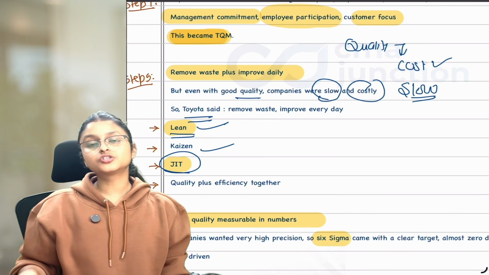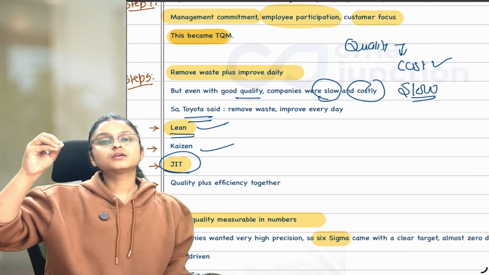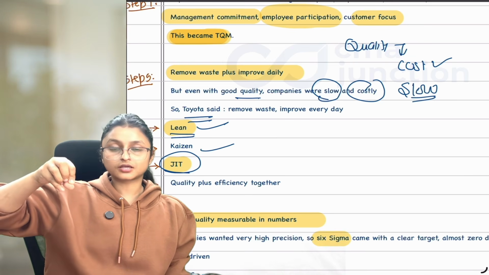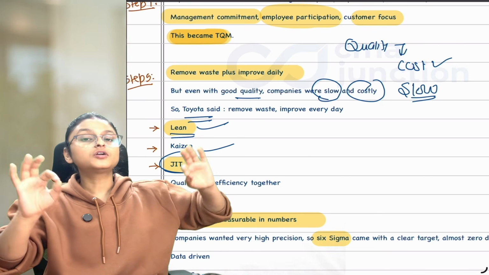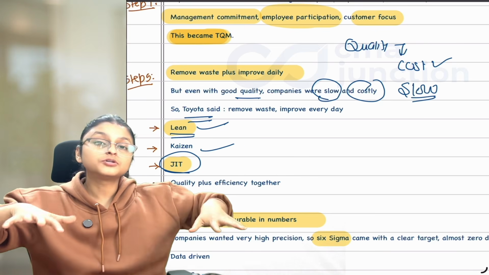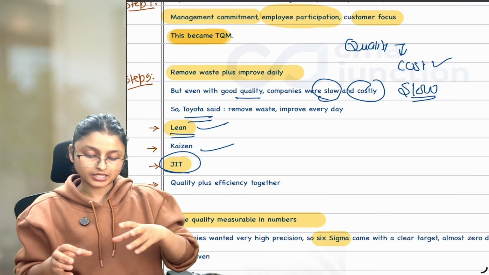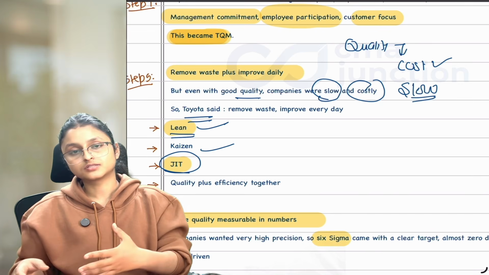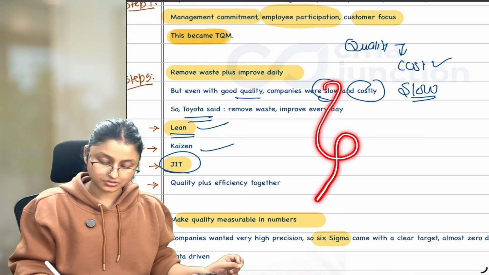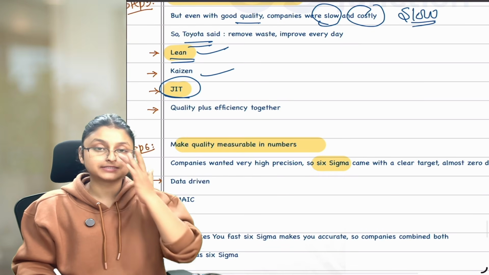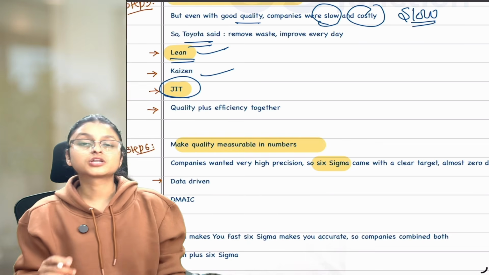Just in time, through which you are not keeping a lot of inventory. You make the product when the customer is asking for it, and you buy the inventory only when you are going to produce it. You are not keeping extra inventory, so there also you are able to save cost. Quality plus efficiency both were achieved with the help of what Toyota suggested, and this whole thing was known as the Toyota Production System.